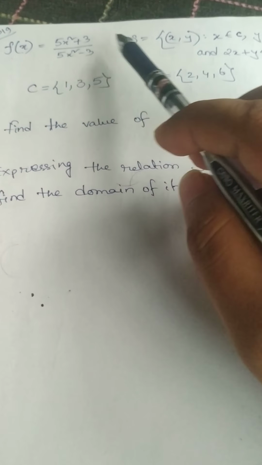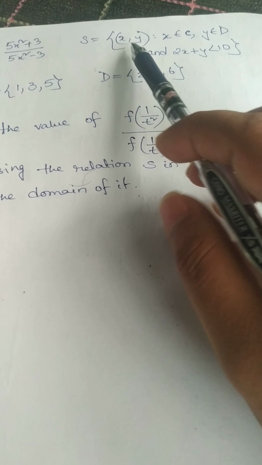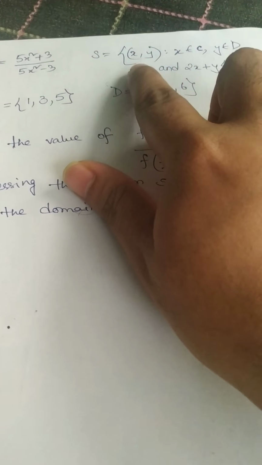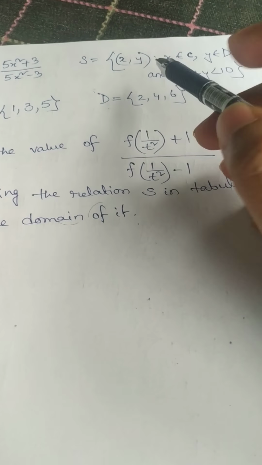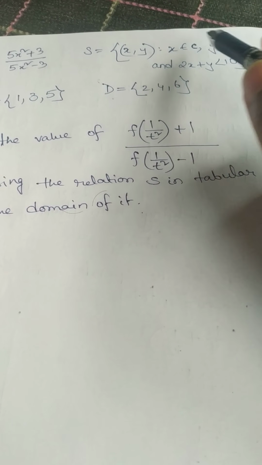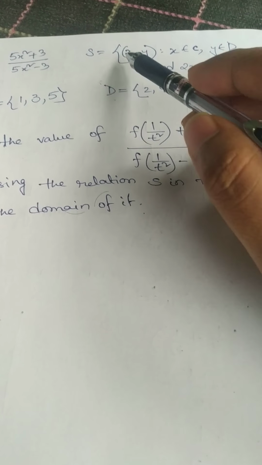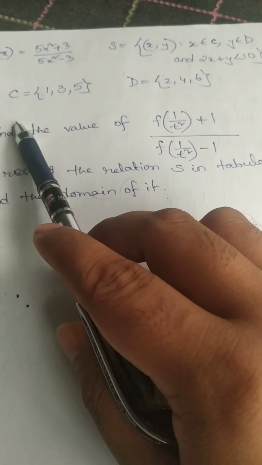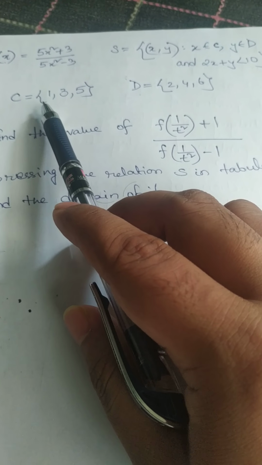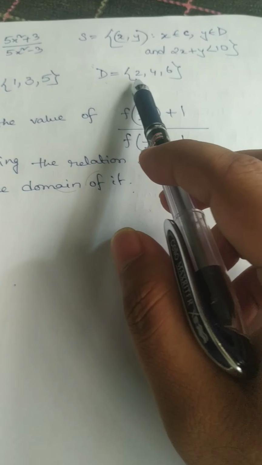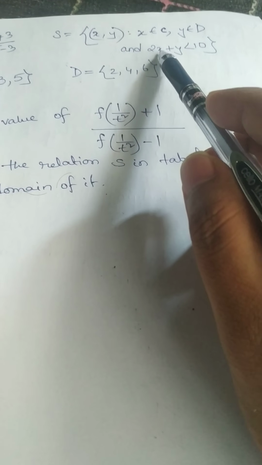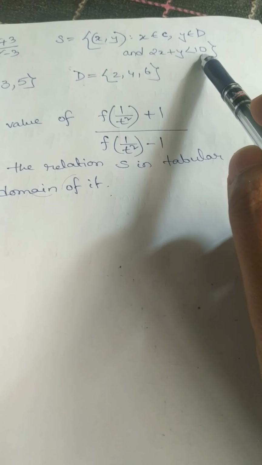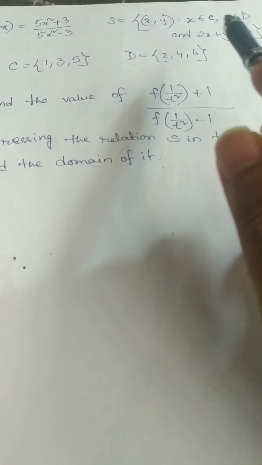Next we have a relation set which we need to make, like in the previous problem, where you need to build a set in a tabular method in the format of x and y, where x belongs to C and y belongs to D. There are two individual sets given, where the elements of C are 1, 3 and 5, and the elements of D are 2, 4 and 6, and there is also a relation between x and y, that is 2x plus y should be less than 10. It cannot be greater than 10. So this is the question given.